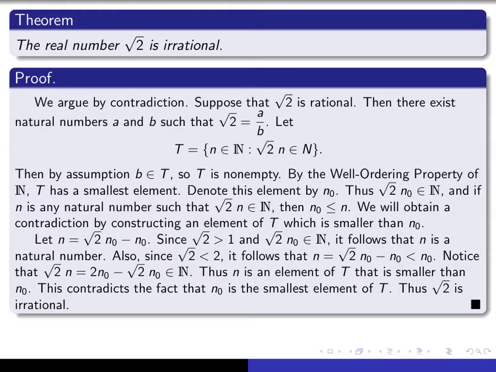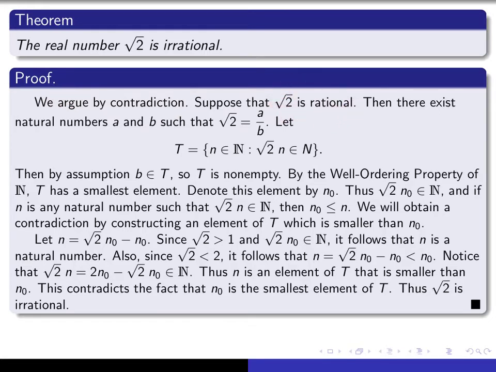Here's the proof of the theorem, and I think it's a really nice proof. It's not the one that's traditionally given to prove that root 2 is irrational. It's a nice argument, and I think it's something that you should all learn to do. For one thing, you can modify the proof to show that other numbers are irrational as well. So the proof is by contradiction. We argue by contradiction. Suppose that it's rational.